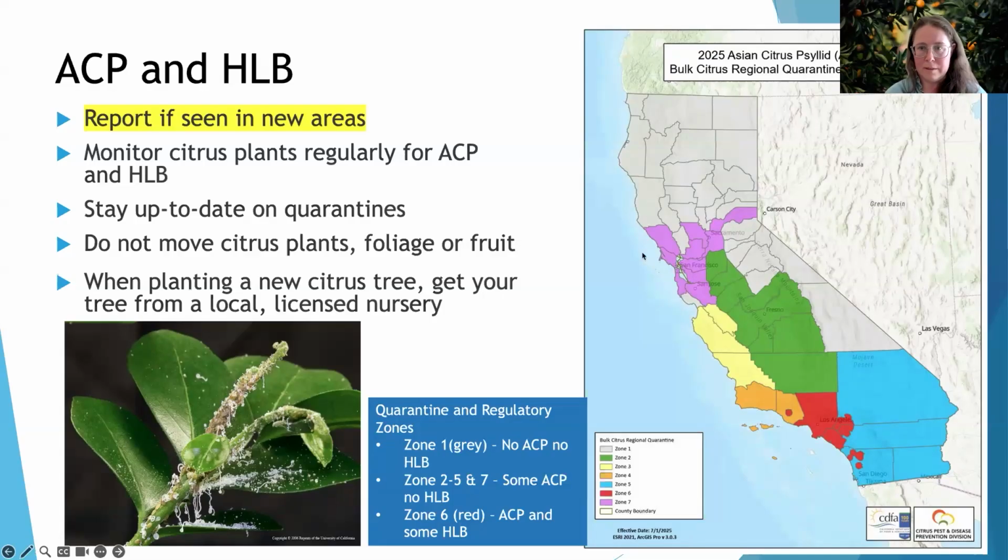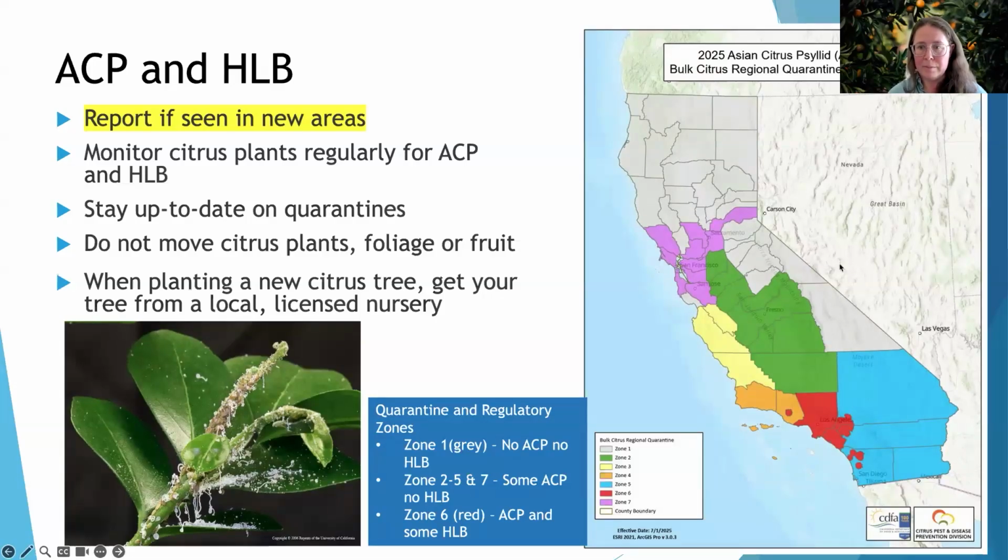And just to quickly talk about this map on the right, it shows zones in California where movement of commercially sold citrus is restricted. Although we're not talking about commercial produce in this talk, this map is helpful for seeing where the Asian citrus psyllid and Huanglongbing have spread. There's a lot going on in this map, but most importantly, Zone 6, which is the zone in red down here, is the only region where both the psyllid and the disease have been found so far.